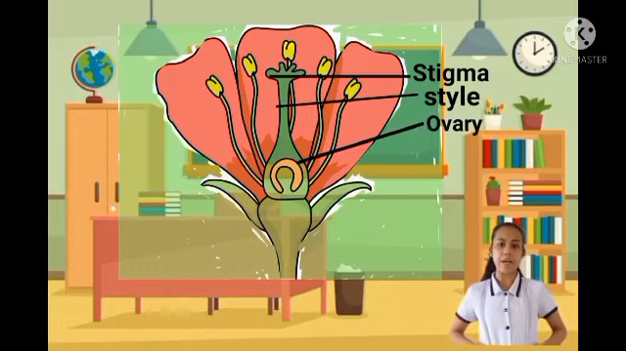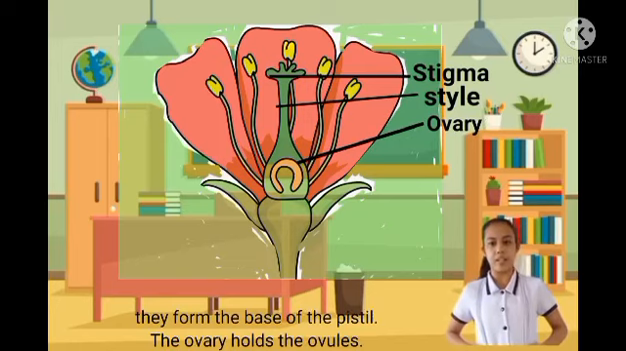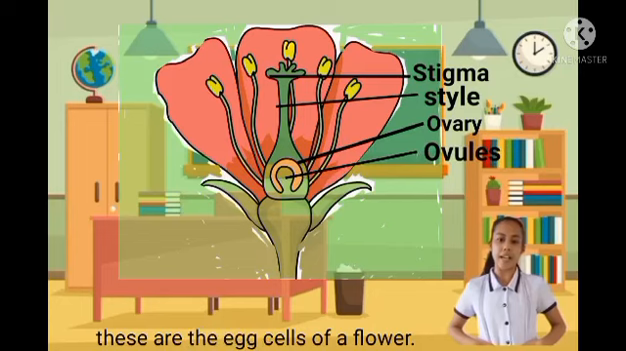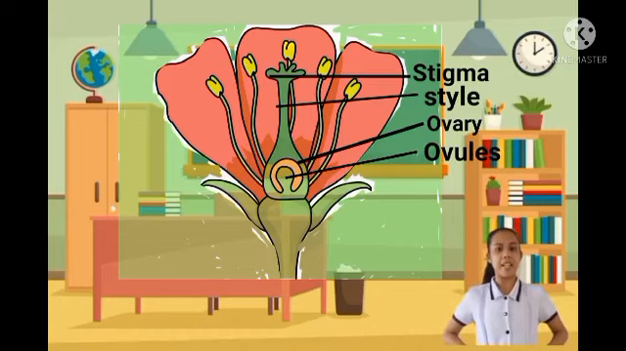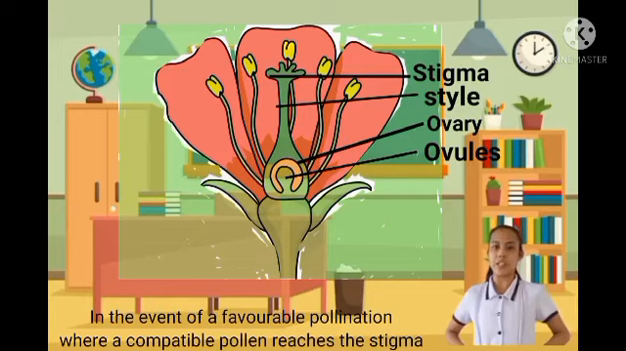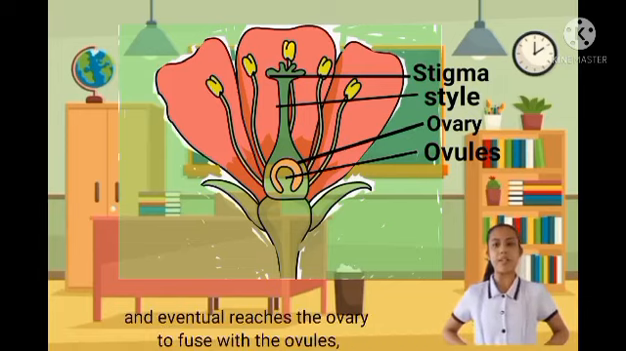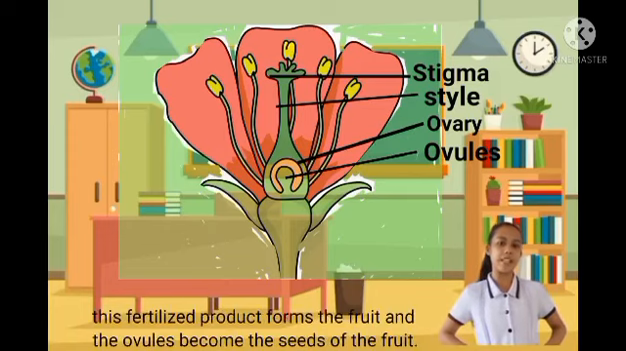Ovary. They form the base of the pistil. The ovary holds the ovules. Ovules. These are the egg cells of a flower. They are contained in the ovary. In the event of favorable pollination, where a compatible pollen reaches the stigma, it eventually reaches the ovary to fuse with the ovules. This fertilized product forms the fruit, and the ovules become the seeds of the fruits.